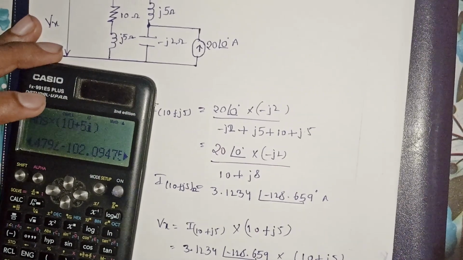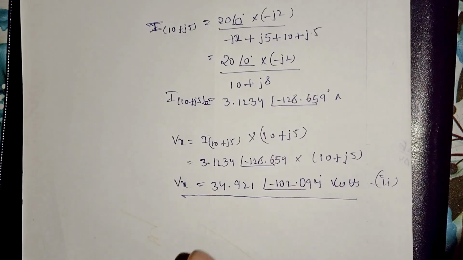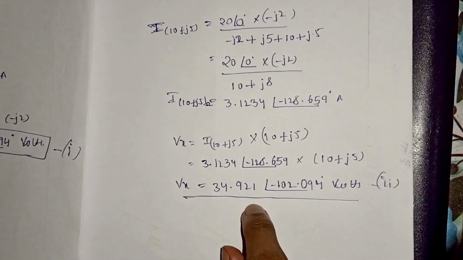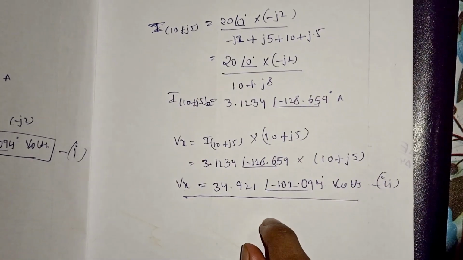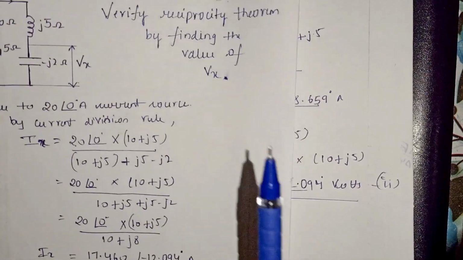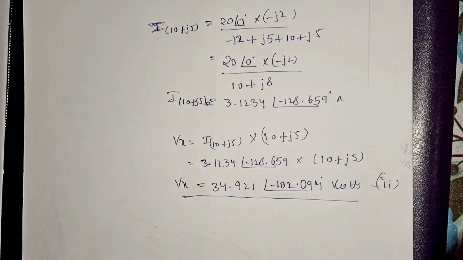As you can see, the value of the voltage in the first case is the same as the voltage we now get in the second case. Since the values of the voltage are the same, we can conclude that the reciprocity theorem is verified, and the value of Vx is calculated. So this is how the problem is solved. Thank you.